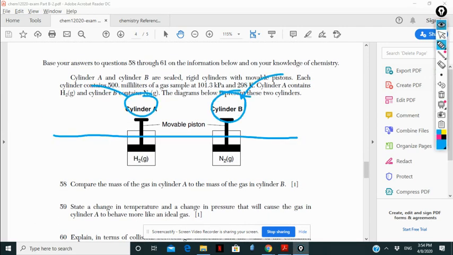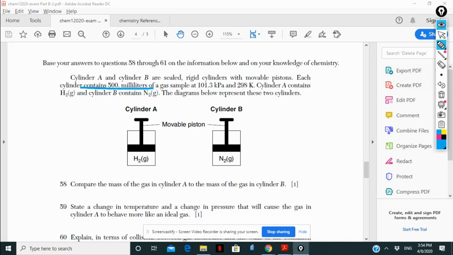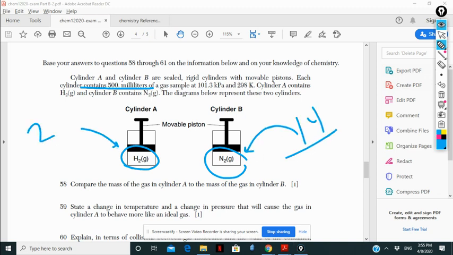So he said you have cylinder A and cylinder B. Each cylinder contains 500, so it's the same volume. Same volume means same amount of moles. So they have the same amount of moles, but the molar mass for hydrogen is 2, while the molar mass for nitrogen is 14.